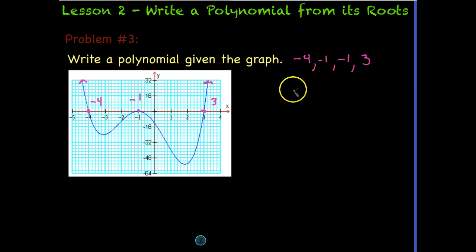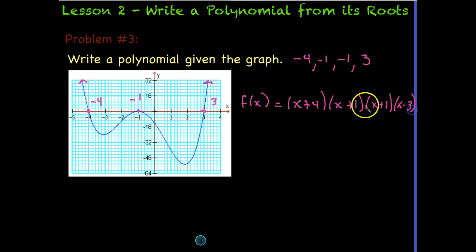I'm not going to go ahead and factor all these out again for you, or distribute, I should say, but if we were to write this problem, we would have x plus 4, we would have x plus 1 twice, and then we would finally have x minus 3. And we would go ahead and distribute all this like we did before. I just thought it was important for you guys, though, to visually see what happens when the graph touches the x-axis and turns the other way. Remember, that's an even multiplicity, which means we have 2 of that factor.